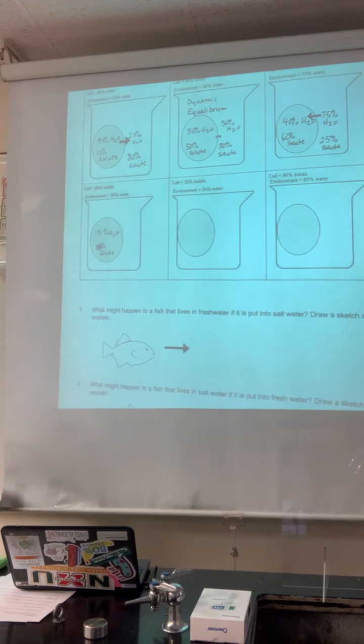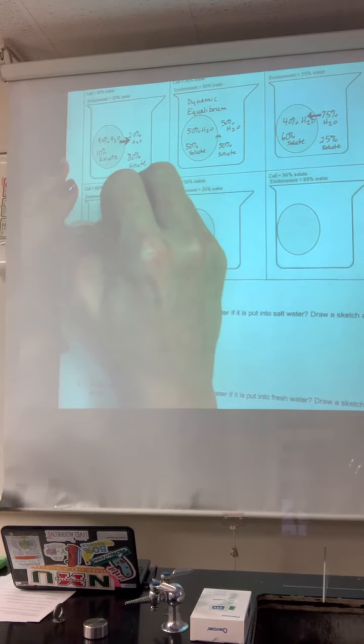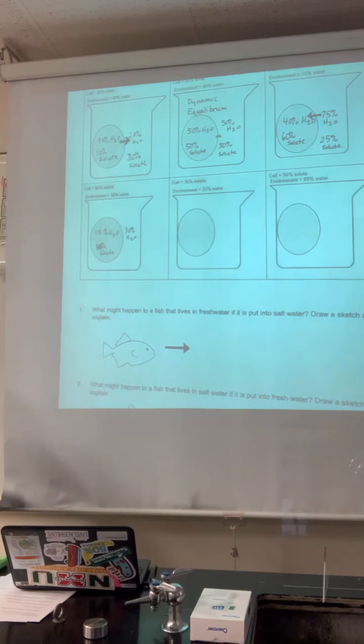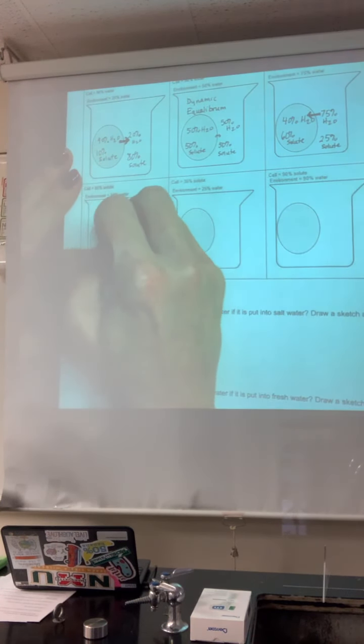Now on the outside of the cell, we have 30% water. I think it helps to write it in the same place every time. How much solute? 70, you got the gist.